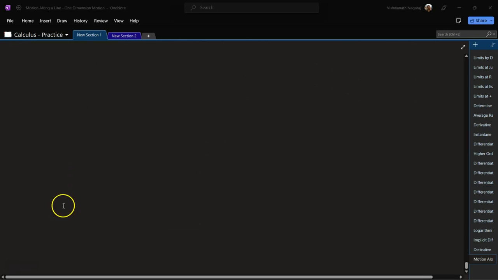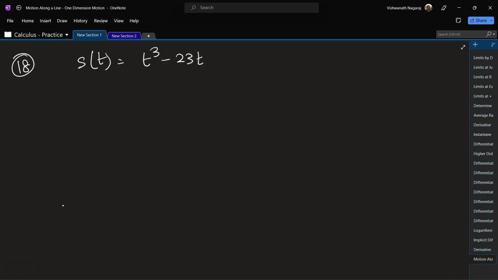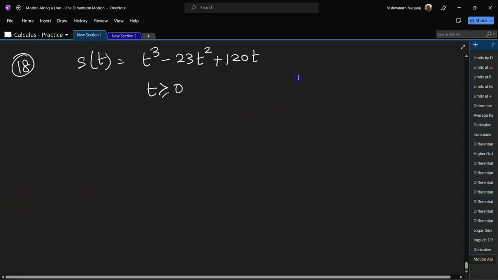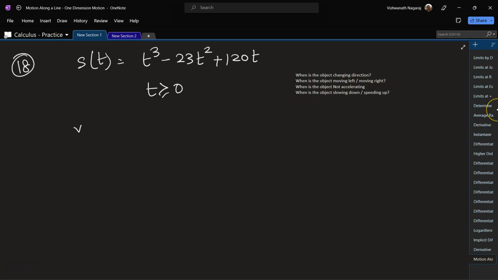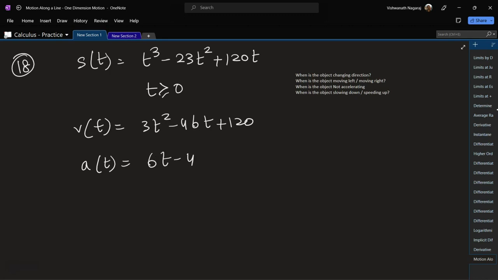And finally, the 18th one. S of t is given as t cube minus 23t square plus 120t, where t is greater than or equal to 0. And what we have to figure out is the same old thing. So we know we require V of t: 3t square minus 46t plus 120. We require A of t, which is going to be 6t minus 46.